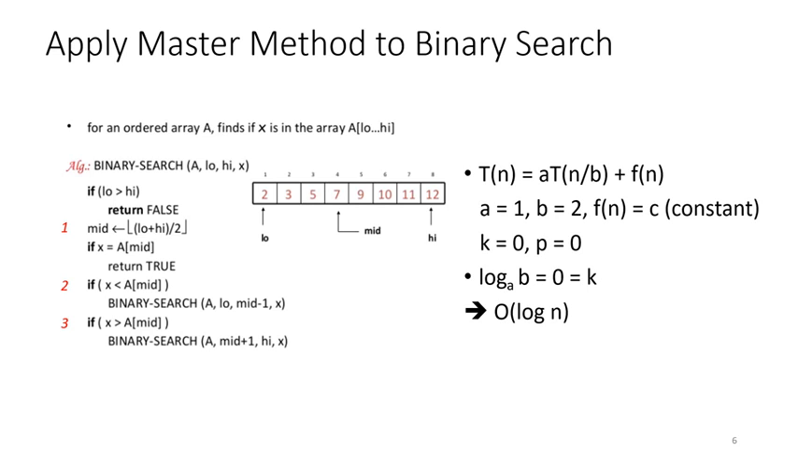So what will be the number for a? a should be 1 in this case. But then what is the number of divisions? That is b, that is 2. Then we have f(n), which is constant. So in this case, if we take a look at the master theorem, k equals 0, p equals 0. So log base b of a equals 0, which equals k. That means this is the second case of the master theorem, and we can get O(log n) time complexity.